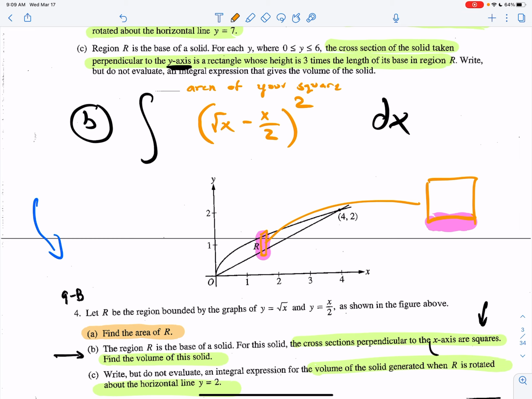The last thing left is, well, where does the region start and stop? It starts from 0 all the way to 4. Boom.